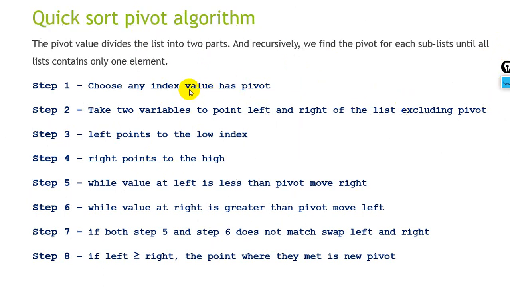Choose any index value as pivot. Take two variables to point left and right of the list, excluding pivot.